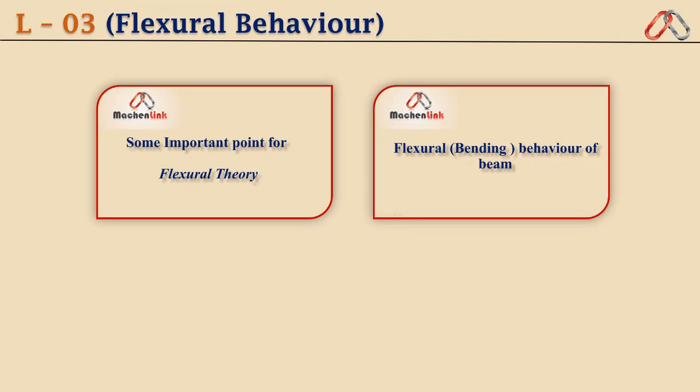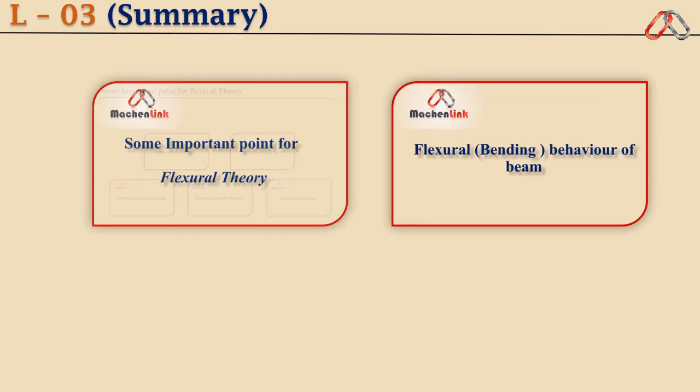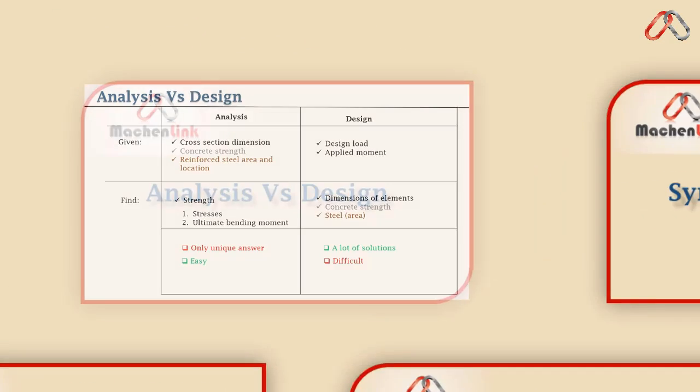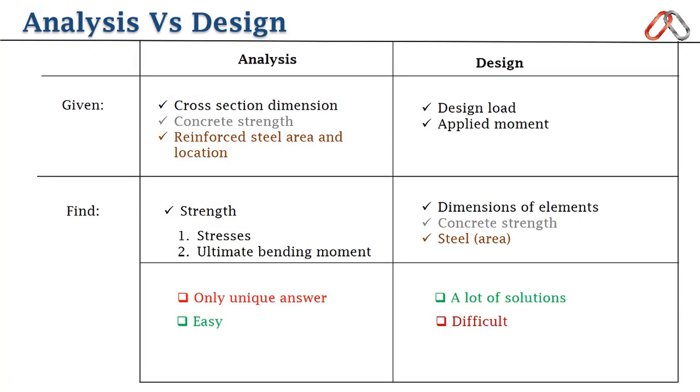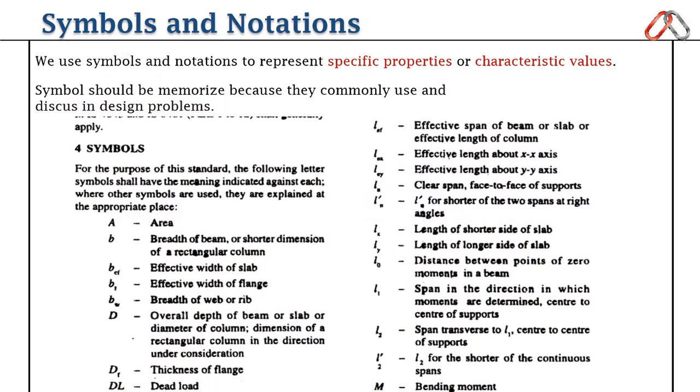Now after we have finished this lecture, let us take a look at what we have covered in today's lecture. Initially I explained some important points which are really important to understand the flexural behavior of RCC beam. Then we learned about the differences between design and analysis of structural elements followed by symbols and notations. We use symbols and notations to represent specific properties and characteristic values.